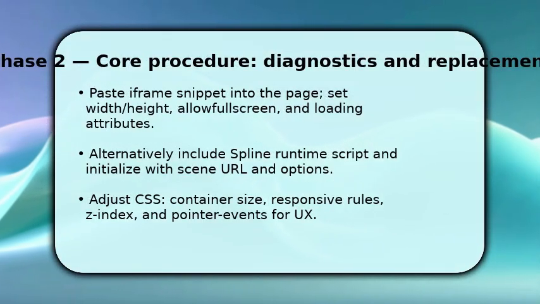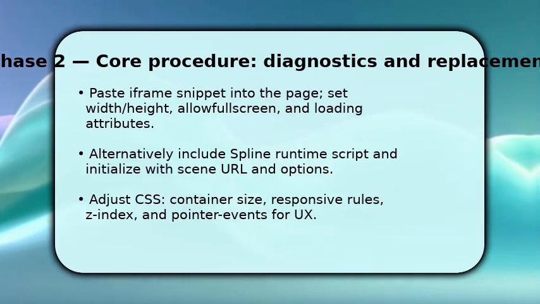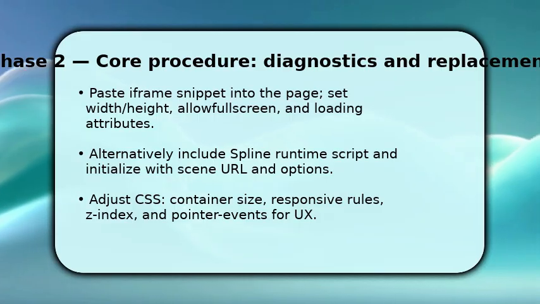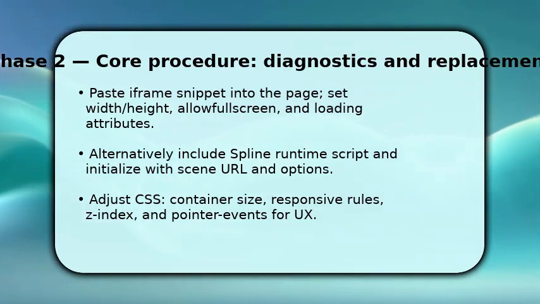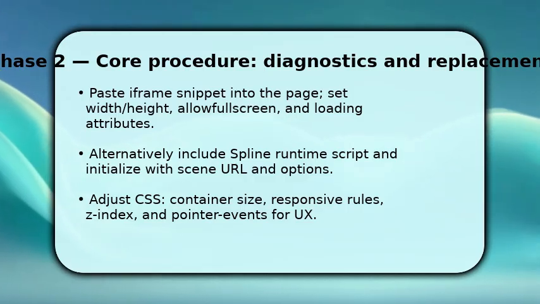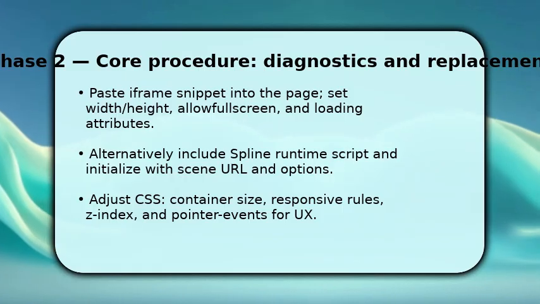If using iframe, paste the snippet into the desired container, set explicit width/height or responsive CSS, and include allowfullscreen and loading equals lazy. If you prefer the runtime, add the Spline script tag and initialize with the scene URL, camera options, and event listeners. Make sure to test responsive breakpoints and add CSS rules for container height, aspect ratio, and z-index so interactions and layout remain stable.